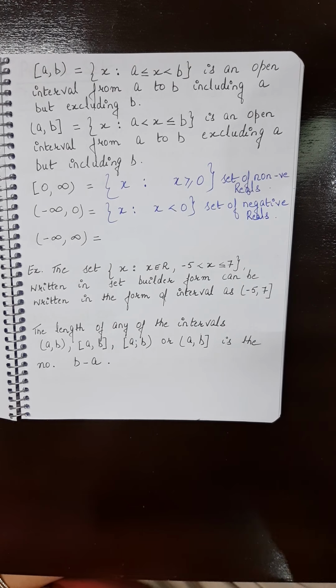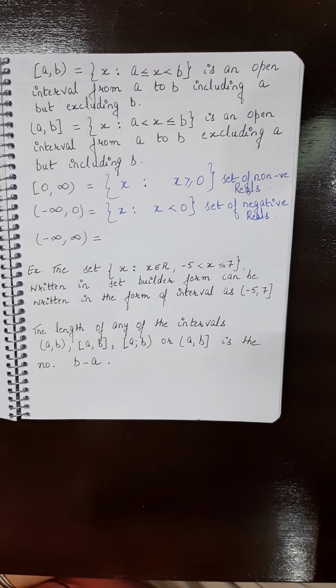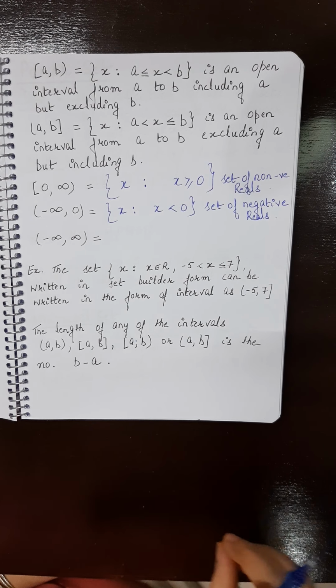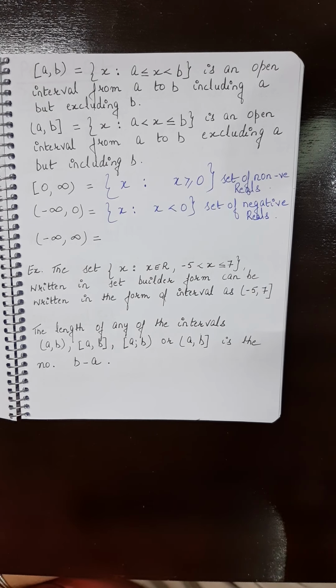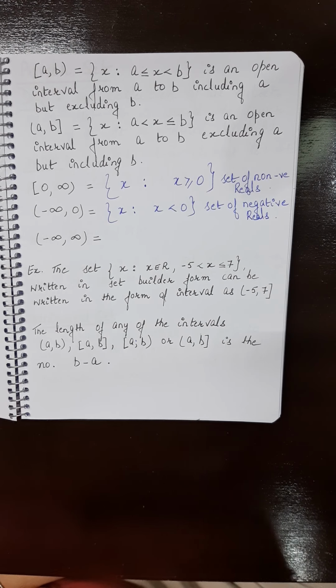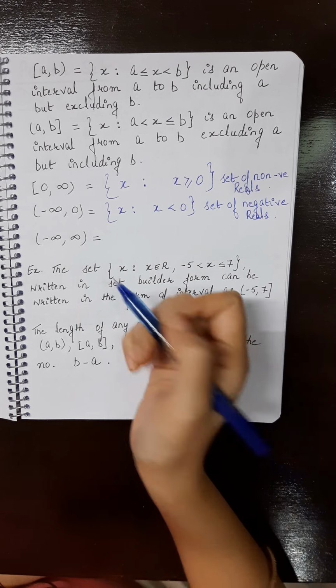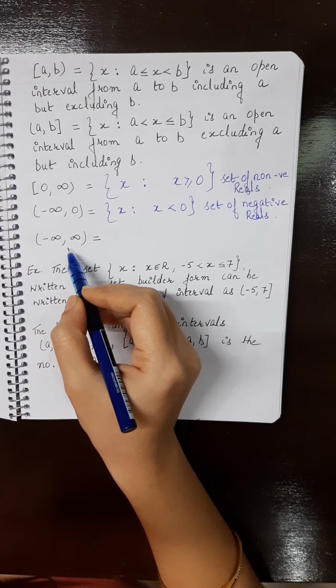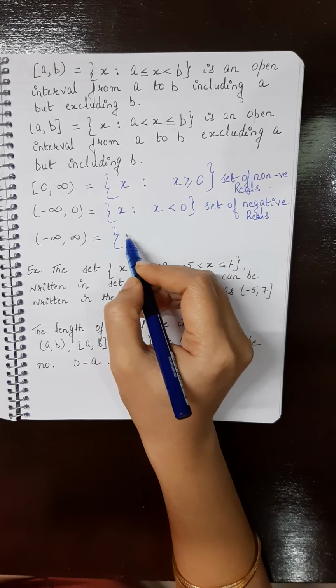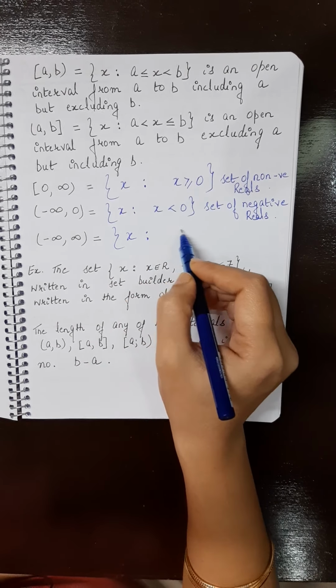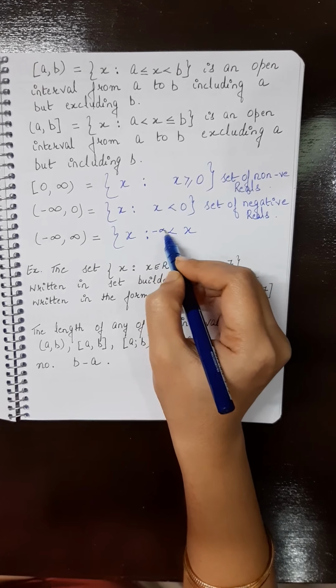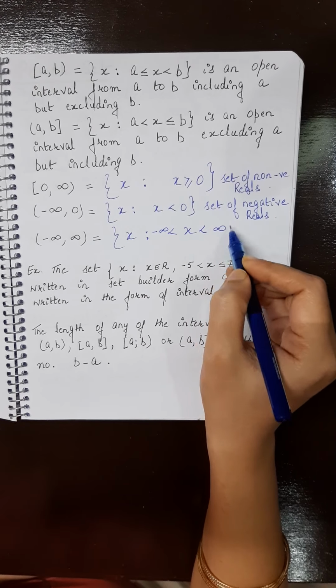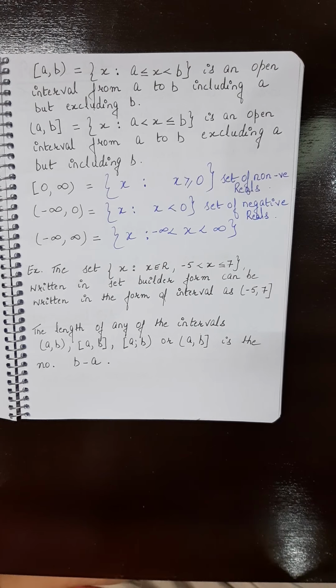अगर आप इसके अंदर 0 को include कर देते तो मैं इसको बोलती set of non positive reals. Non positive का मतलब हो जाता कि 0 भी है बस positive numbers नहीं हैं, 0 को लेके सारे negative. So non positive, and this is nothing but all the reals. So all those x such that x is greater than minus infinity, x is less than infinity. So this is nothing but set of real numbers.